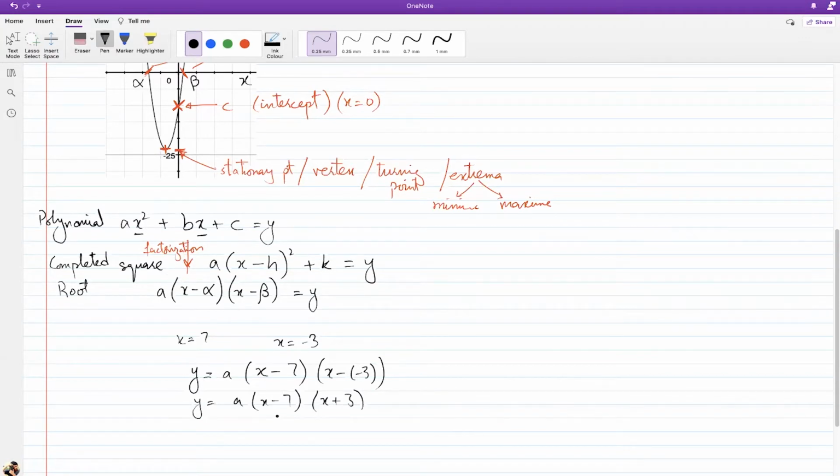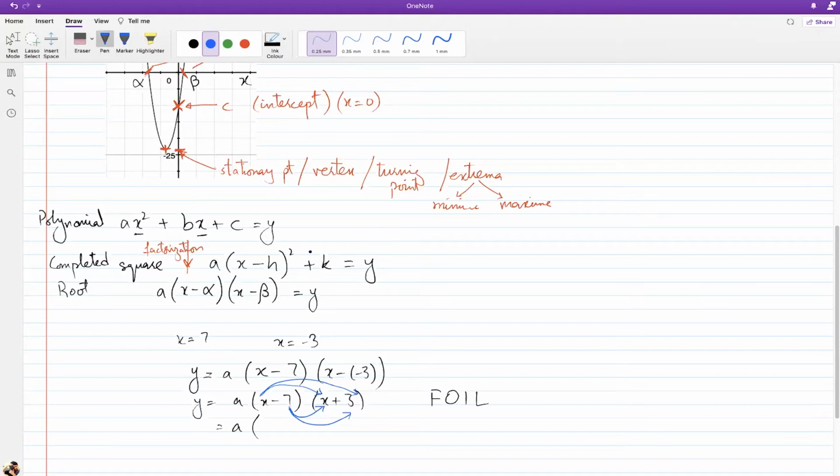If you want to get the polynomial form from this form, you just do FOIL. You've already talked about FOIL. FOIL is first, outer, inner, last. So first is x with x, outer is x with 3, inner is -7 with x, and last is -7 with 3. And that way you expand it and then you multiply a with all of them. That way you can convert from root form to polynomial form.